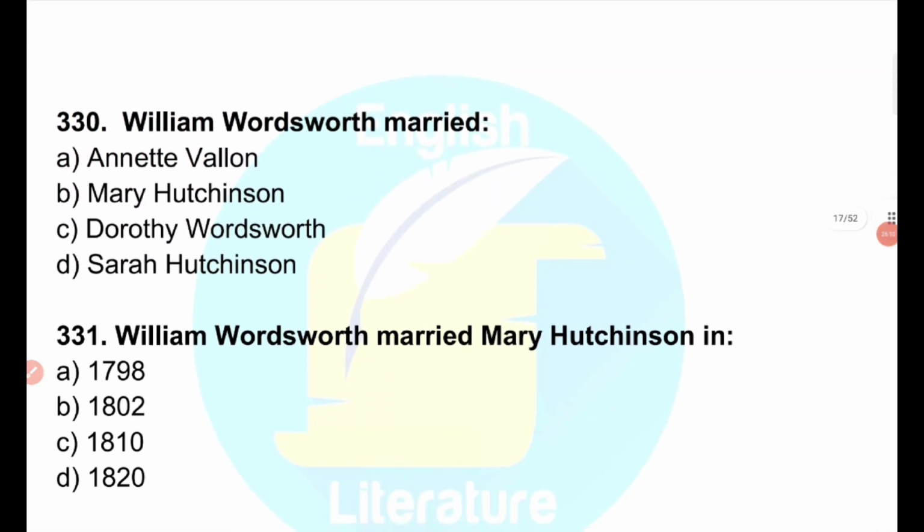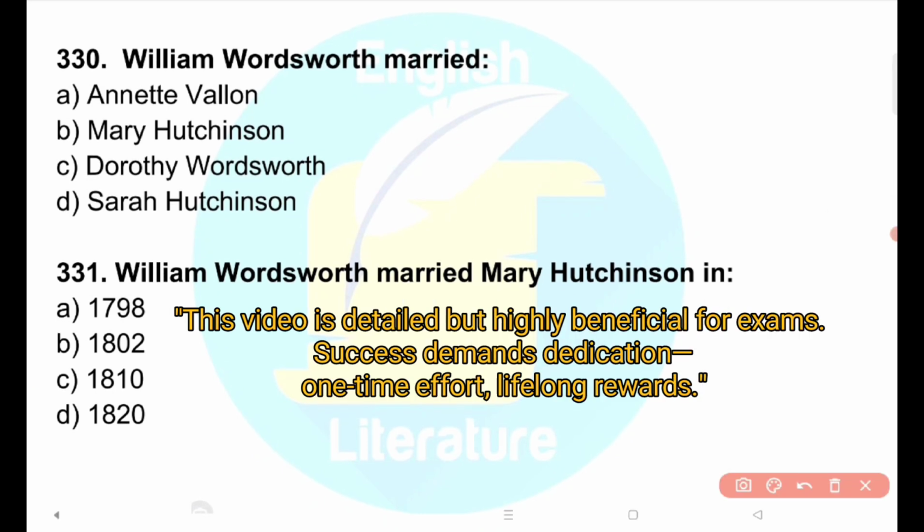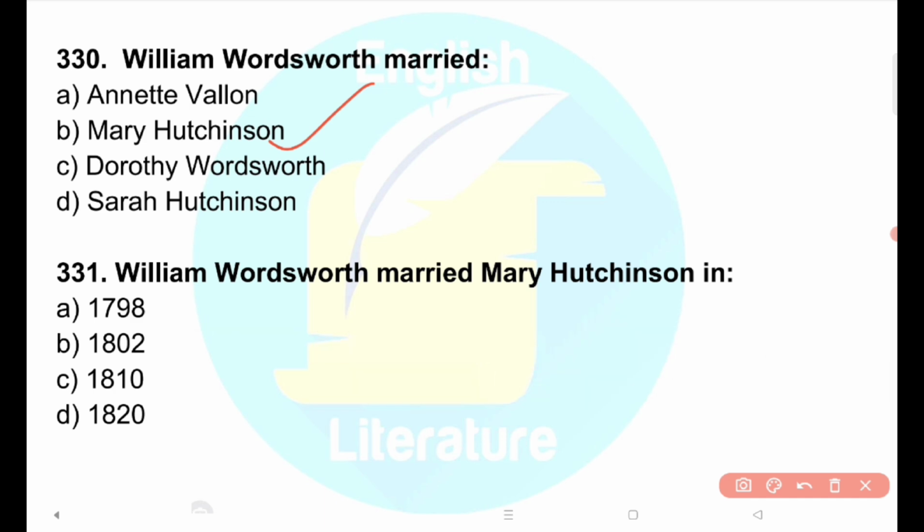William Wordsworth married... Option B, Mary Hutchinson. Annette Vallon: Wordsworth had a romantic relationship with Annette Vallon during his stay in France, and they had a daughter, Caroline, but he did not marry her.